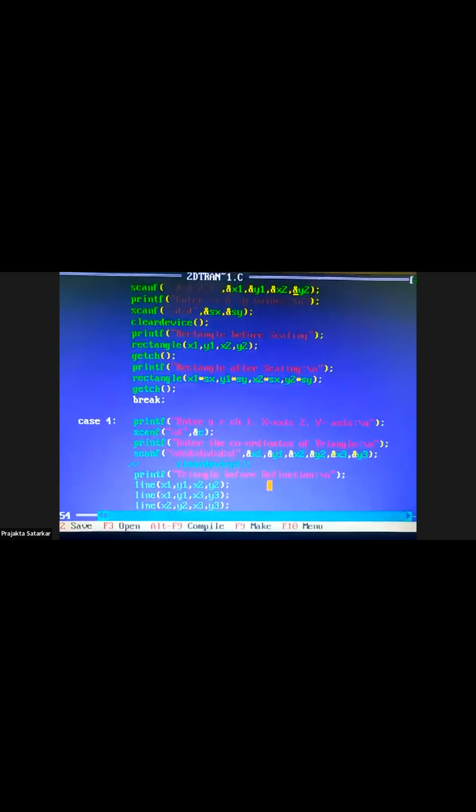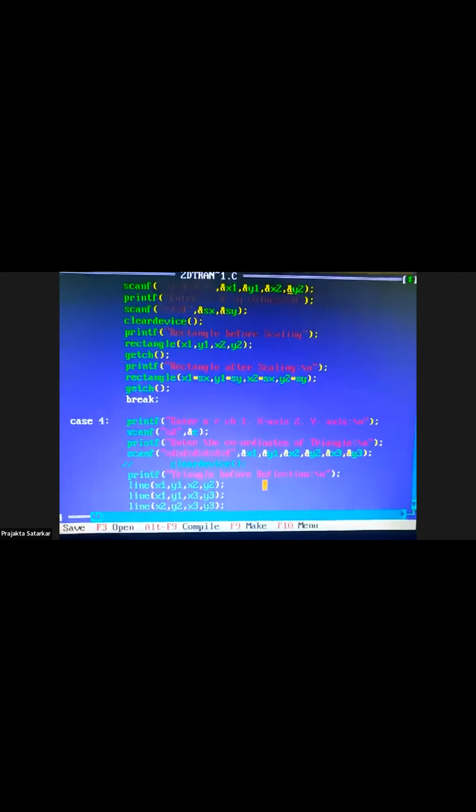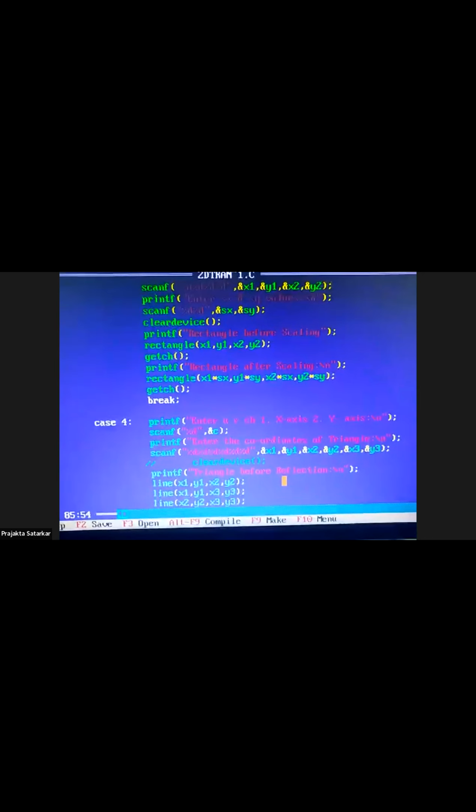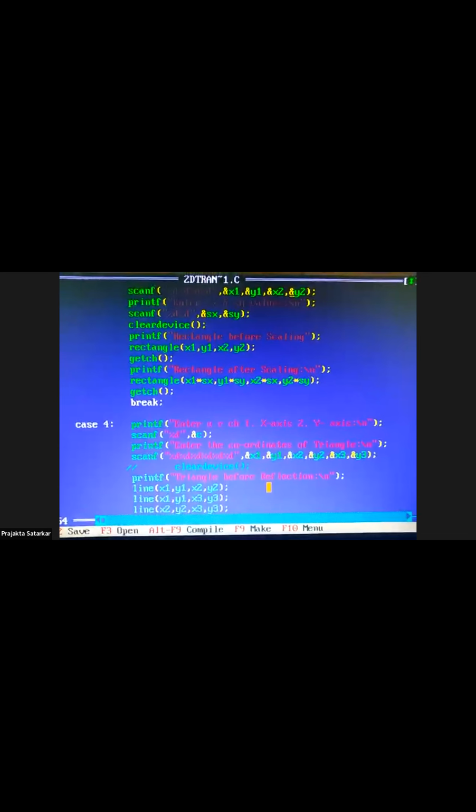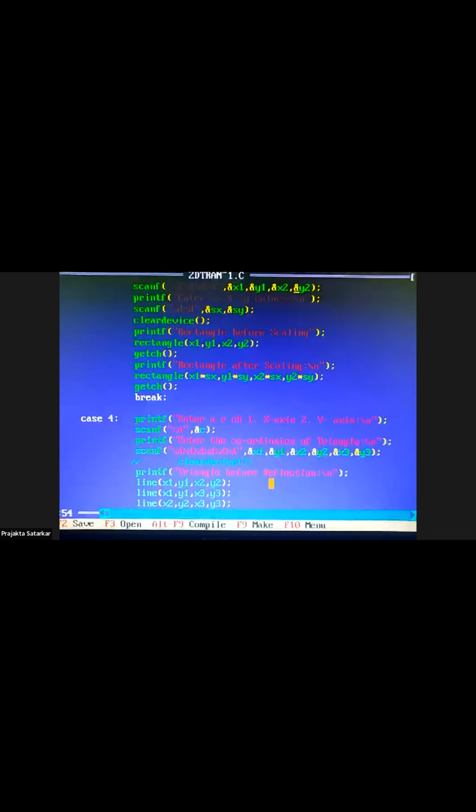If you have any doubt, get it clear right now about these 2D transformations. Is there any difficulty? No, ma'am. Yes. No, ma'am, no difficulty.